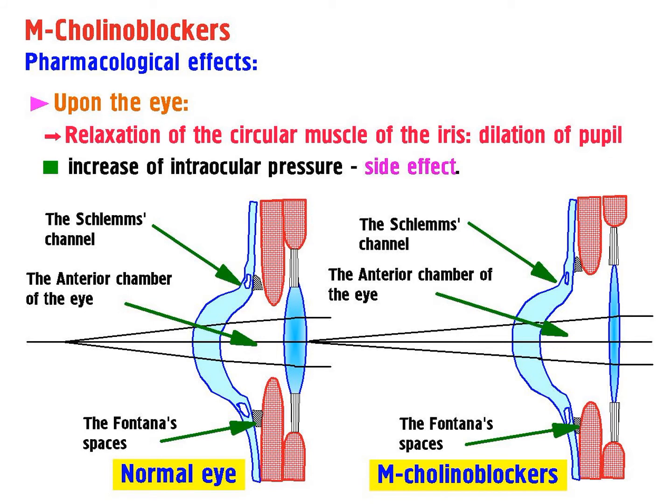At the same time, relaxation of the circular muscle of the iris leads to the accumulation of the aqueous humor in the anterior chamber of the eye due to the closure of Schlemm's canal. And this leads to increased intraocular pressure. This effect is considered a negative or side effect that is observed after administration of M-cholinoblockers. That's why this group of drugs is contraindicated for patients with glaucoma.